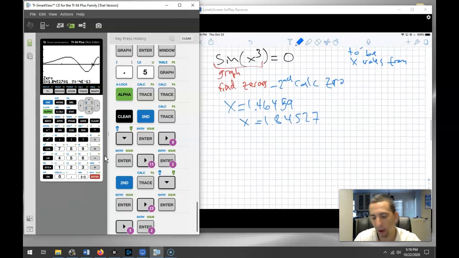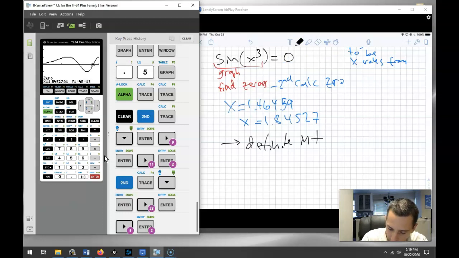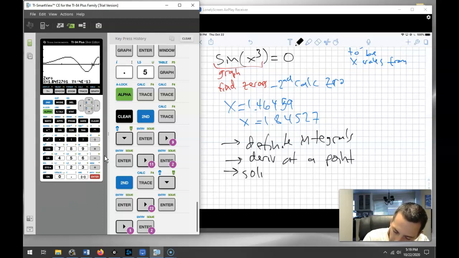And of course, we'll talk about how to apply them along the way. But those are the skills we need to know how to do on our calculator. Definite integrals, the derivative at a point, the idea of how to solve an equation, depending on whether you're doing second calc intersect or second calc 0, depending on whether one side is 0 or not. And then the other thing is just to pick a window, so graph in a certain window.